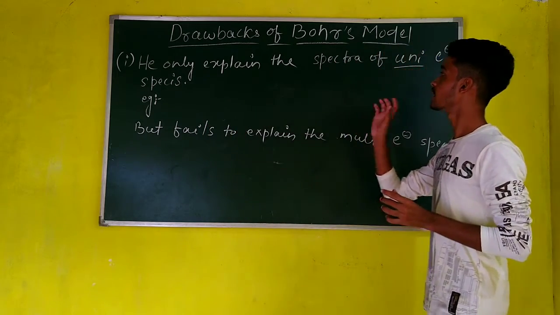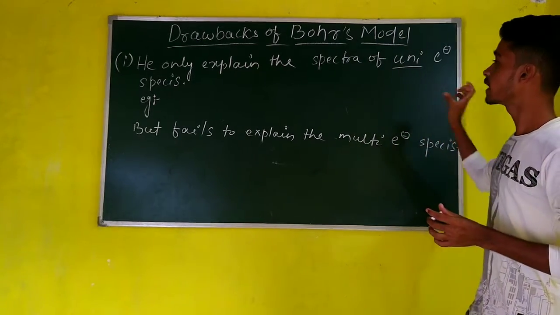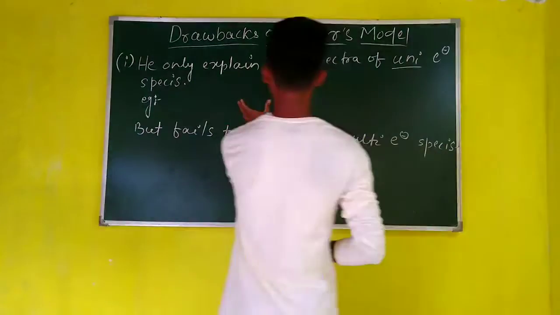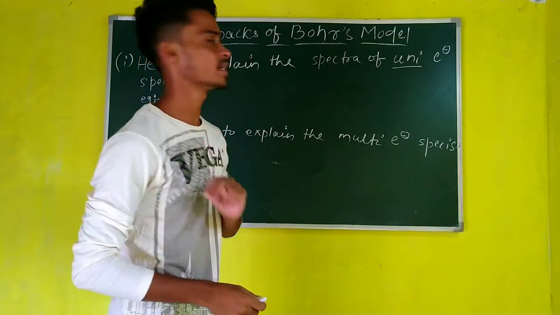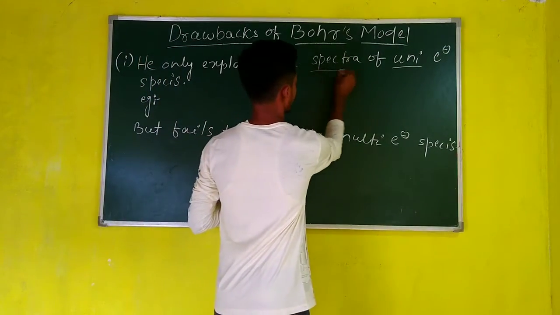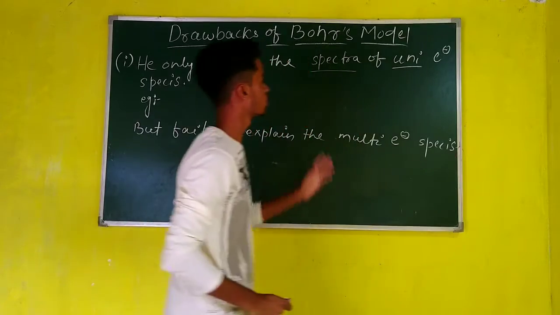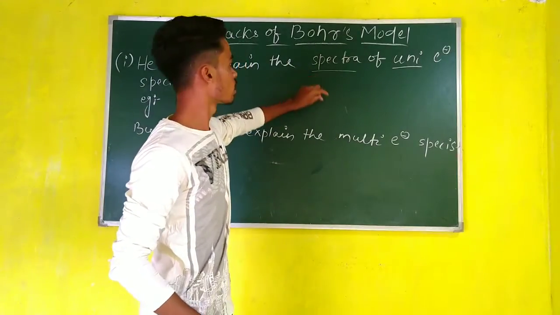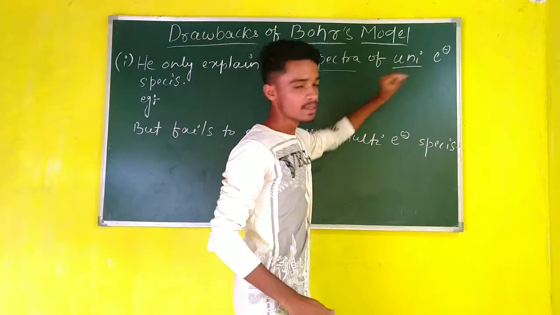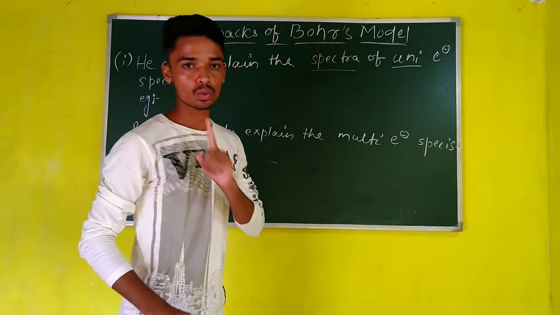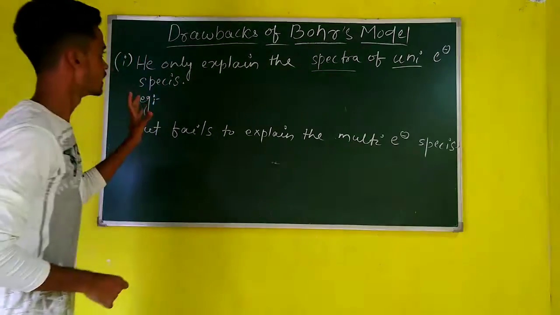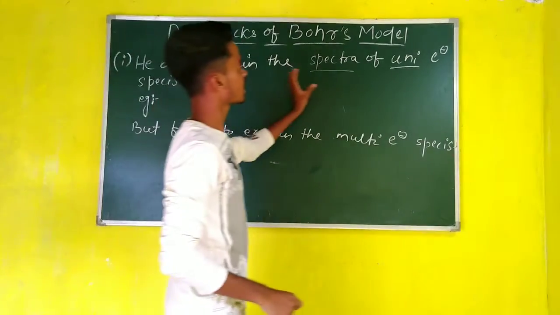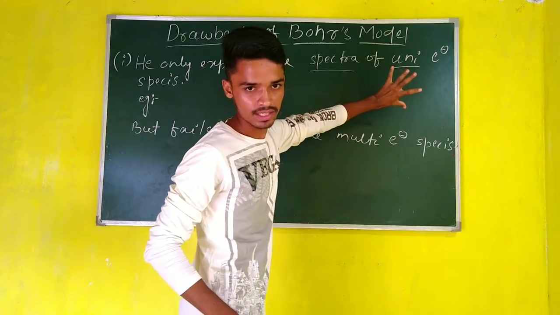He only explained the spectra of uni-electron species. Students, in this sentence, two difficult words are present. One is spectra and another is uni. What is spectra? Spectra means, students, color. And uni means single, one. So the meaning of this sentence is he only explained the spectra of uni-electron species.